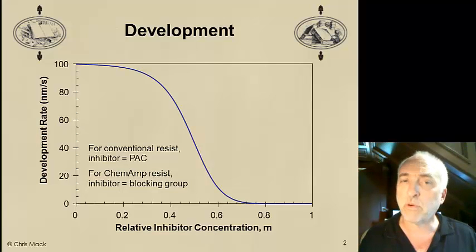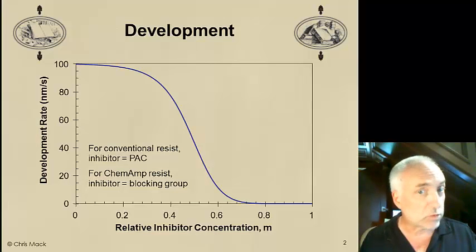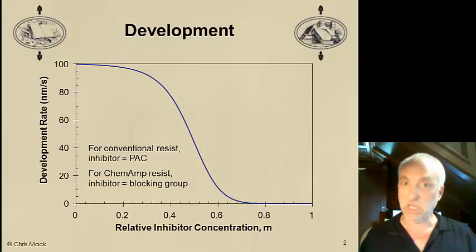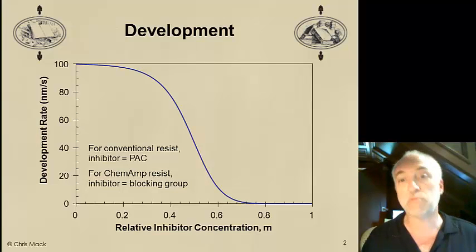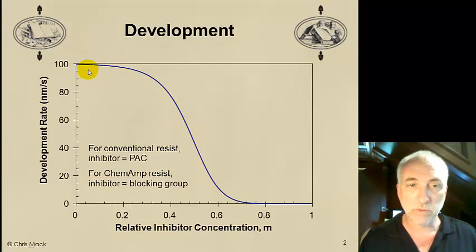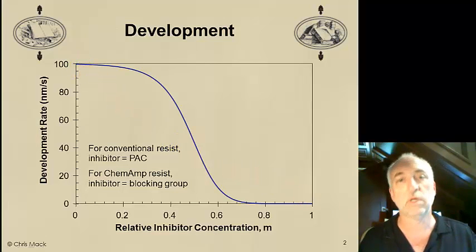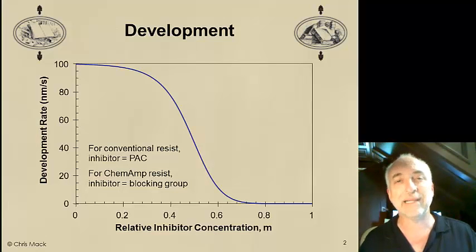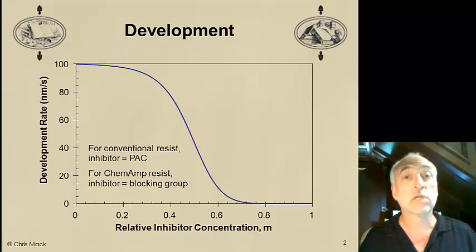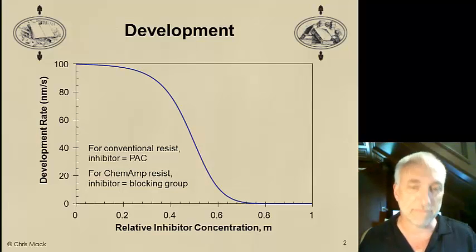But even more important than the ratio of the max to the min development rate will be the behavior of the development rate in between those two extremes. For example, maybe it's linear. If the development rate behaved linearly with the relative inhibitor concentration m, we would have a purely linear resist, straight line dissolution rate curve. That is not what we want. What we want is something highly nonlinear. In fact, you can think about the ideal photoresist as being a step function.